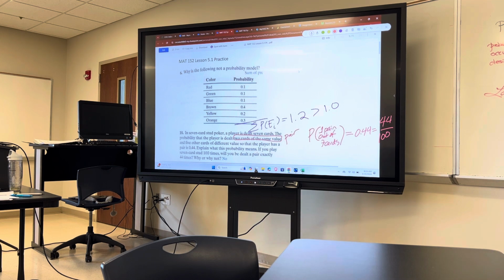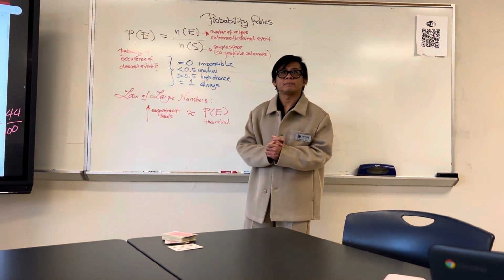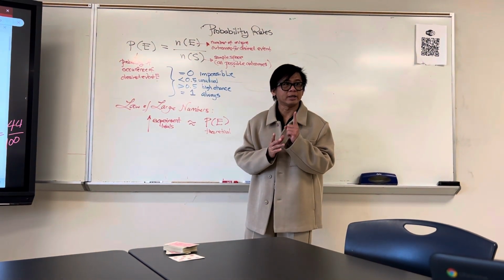Okay. Now the question is, will you be dealt a pair exactly 44 times? We can say, theoretically, according to the law of large numbers, if your experiment is large enough, then we can actually assume that that will be the case. That out of each 100 trials, you're gonna get 44 times that you're gonna get 1 pair, right? 1 pair in there, right?